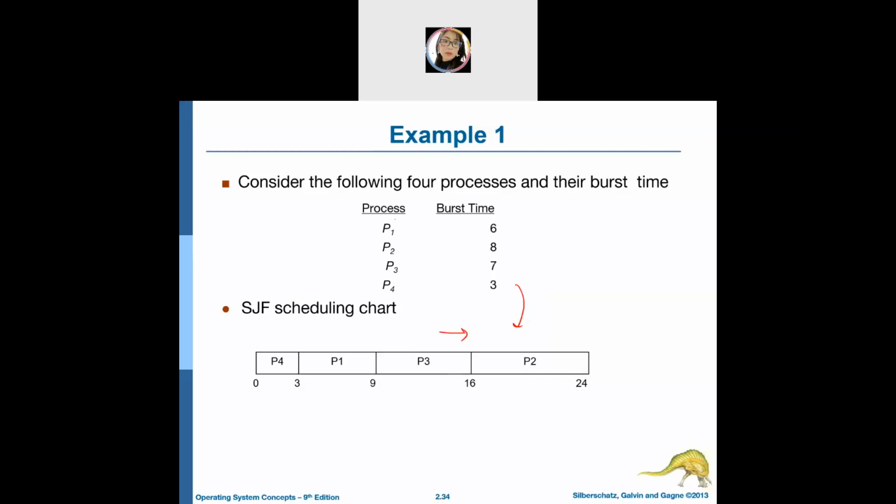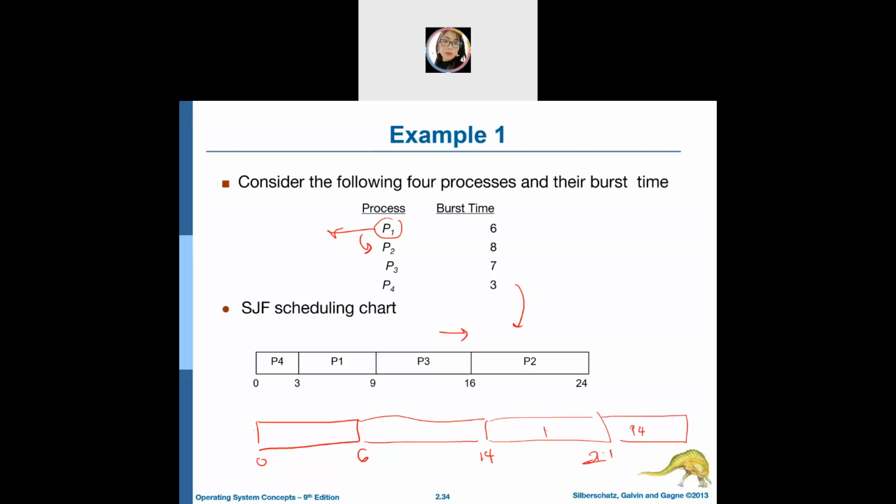For FCFS, if let's say P1 comes first, you tag this, so it will be 6. Following, let's say P2 is 8, so you have until 14. Then 7, 21, and lastly 22. Okay, this one is first come first serve.